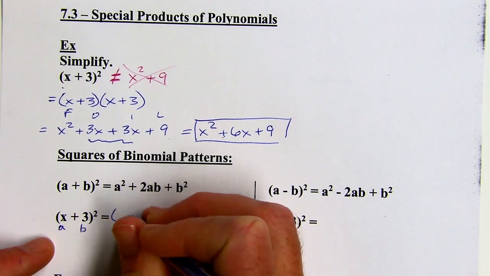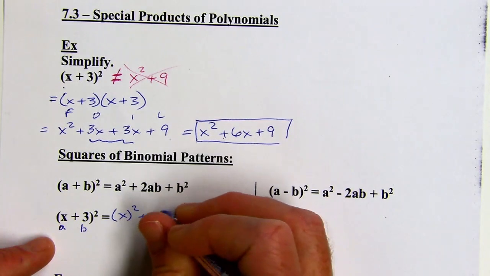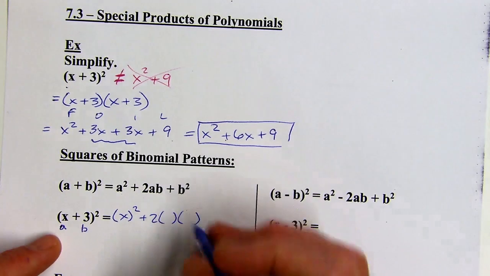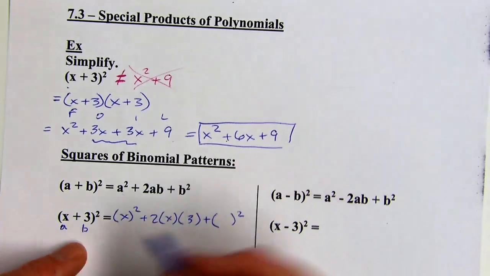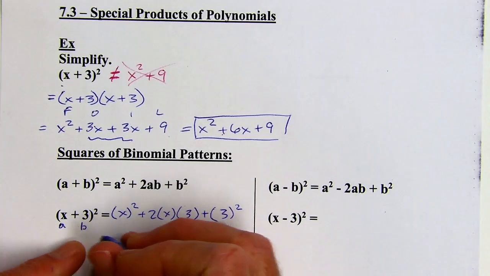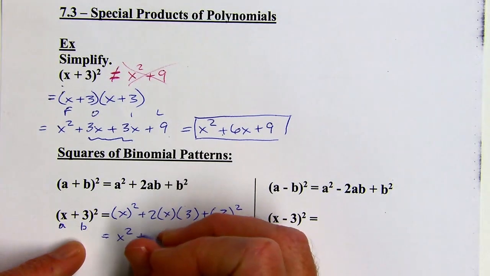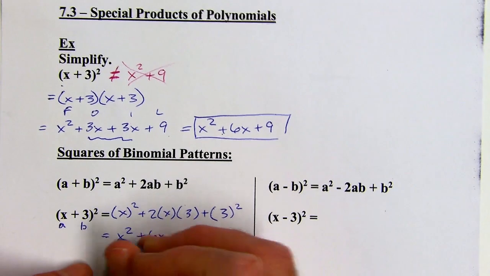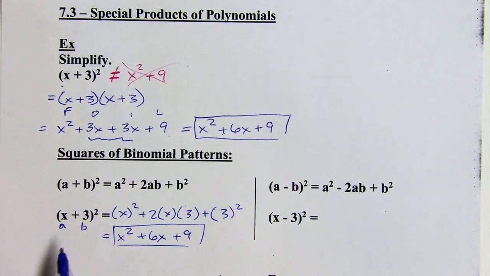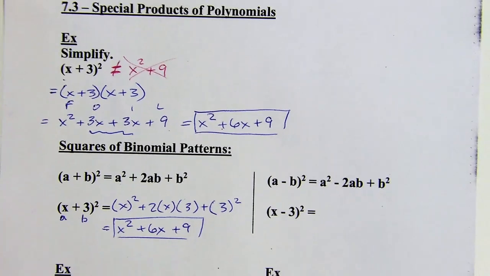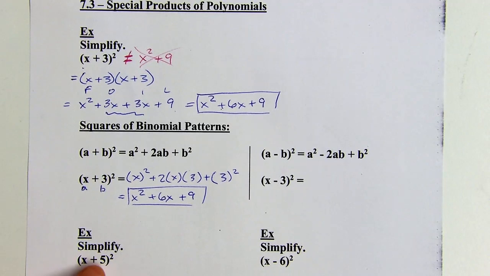Let's substitute in. Okay, so I'm going to put an x in that a position. Then I have 2 times a times b. Well, a is x, and b is 3. And then I have the b squared, and the b was 3. And then so when we simplify this, well, 2x times 3, that's going to be 6x. And 3 squared is 9. So you can see we got the same result as when we FOILed it out. So that pattern is always going to work when you have a binomial that you're squaring in that pattern. So it has to be something plus something else, like this example down here.